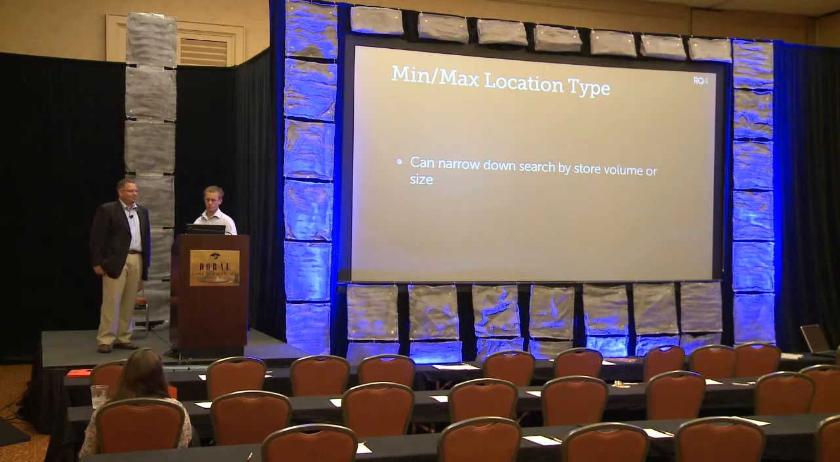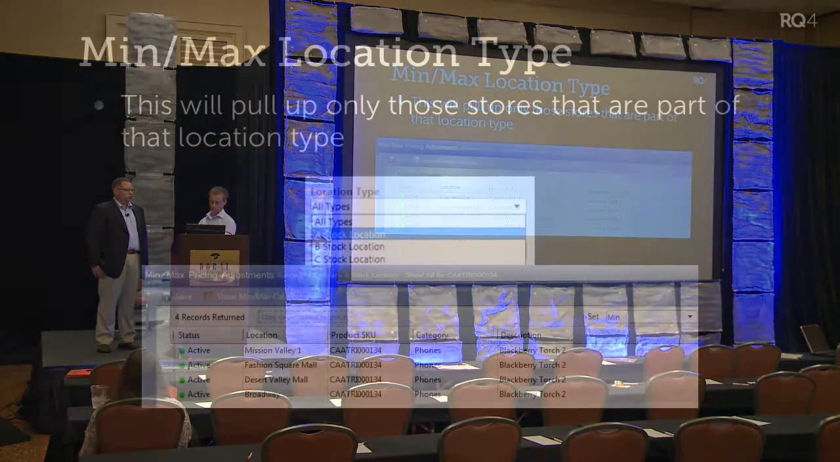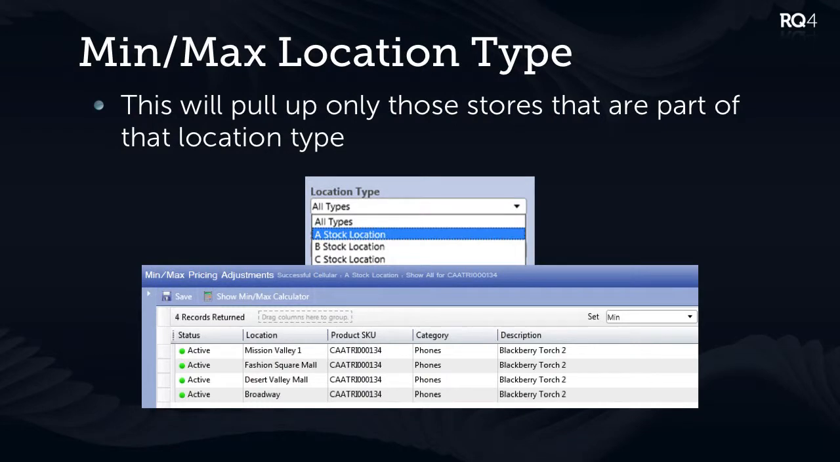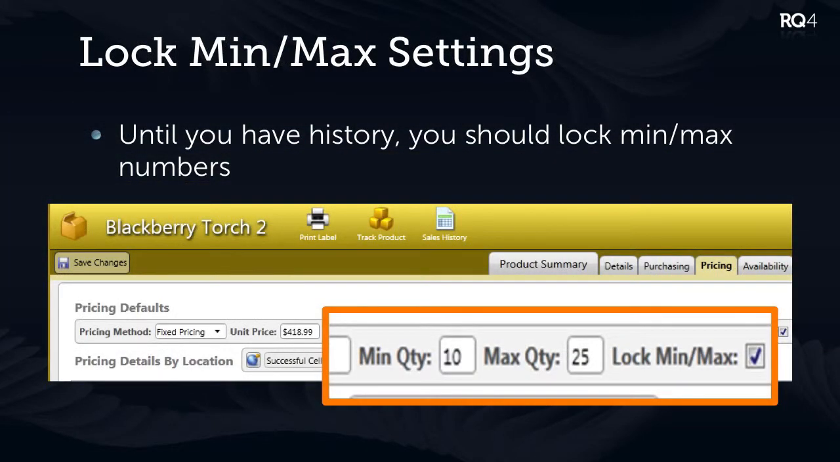volume of stores. So you can have an A stock, a B stock, a C stock, and you can actually limit the search by store volume or size. So in this case, it will only pull up the stores that are part of that location type. We chose A stock stores in this case. And now we've got the 4 stores that we consider our top stores, our flagships. Then we manually set the min and max numbers in the report. And then we can lock the min max in the pricing tab.